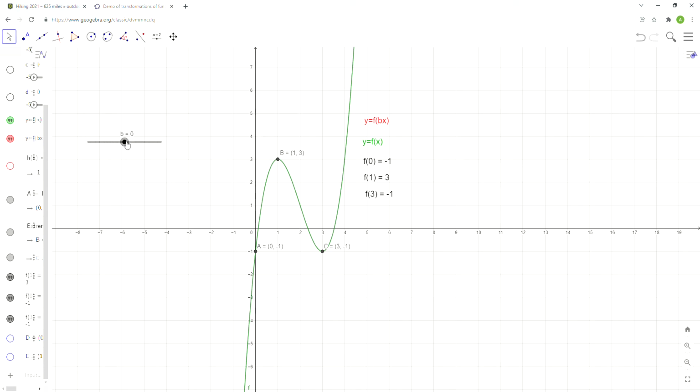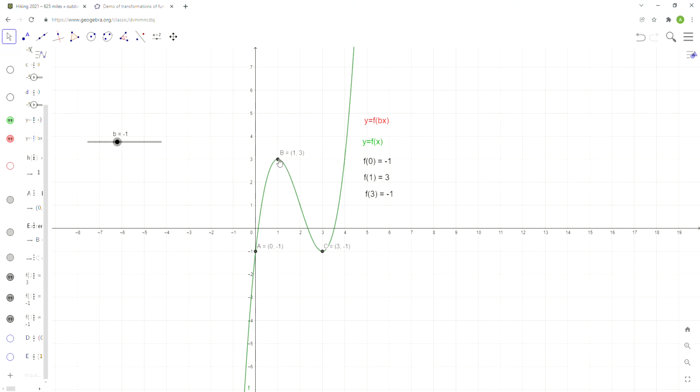And there's one more thing we really need to look at here. Consider what will happen if we set b equal to -1. So we are taking the graph, we want to draw the graph of y equals f of negative x.